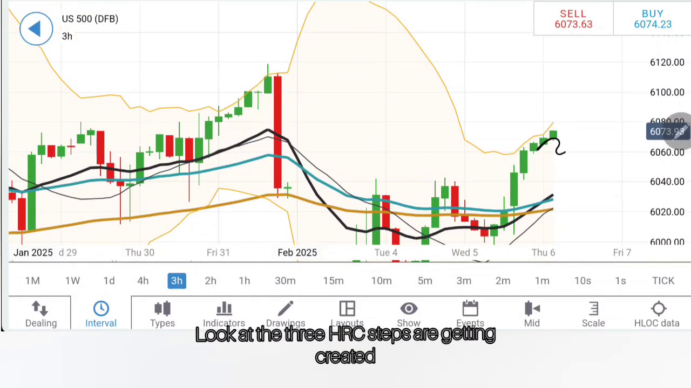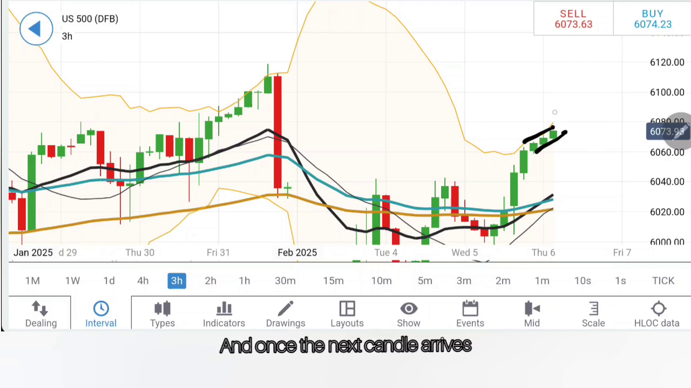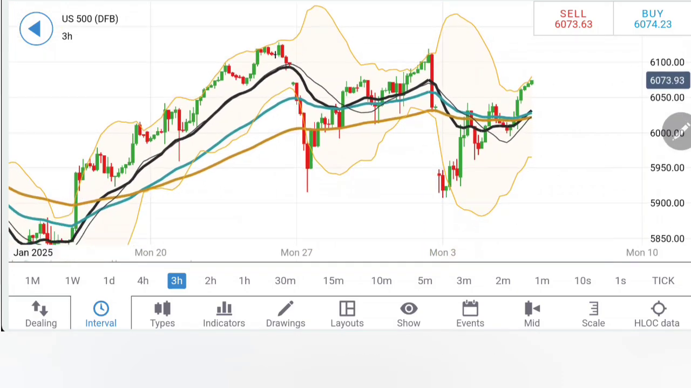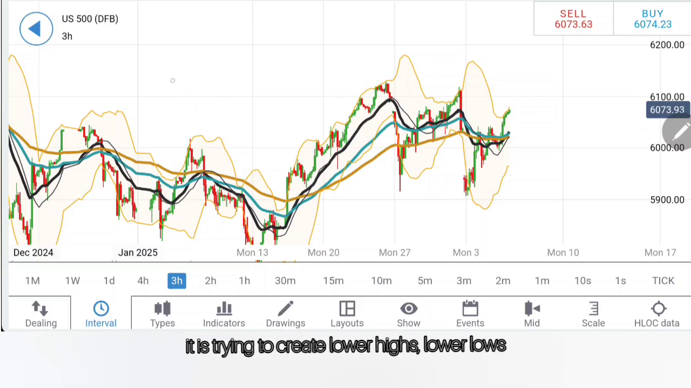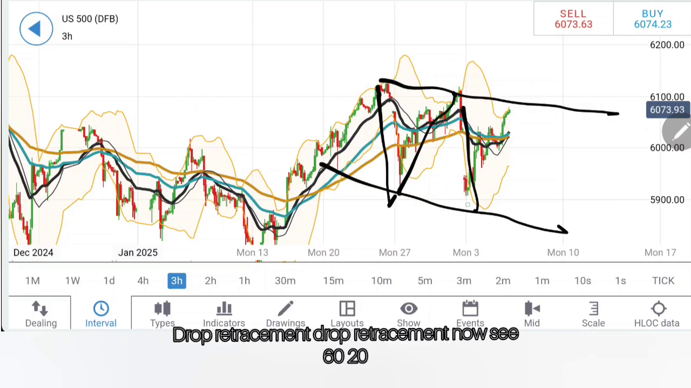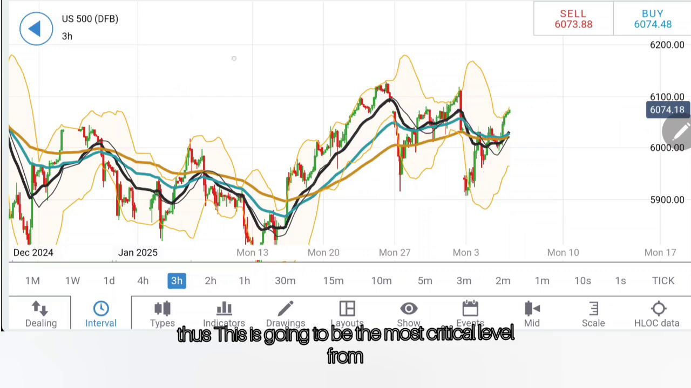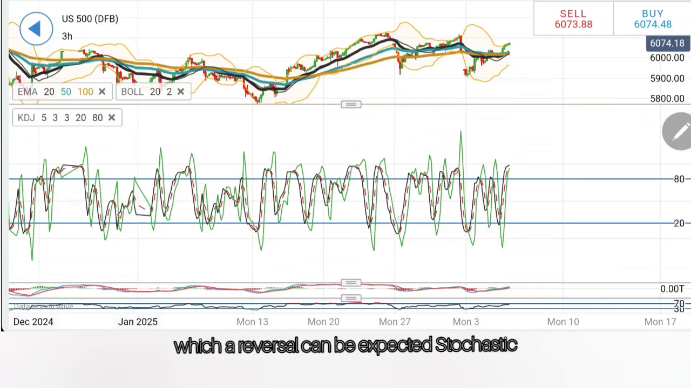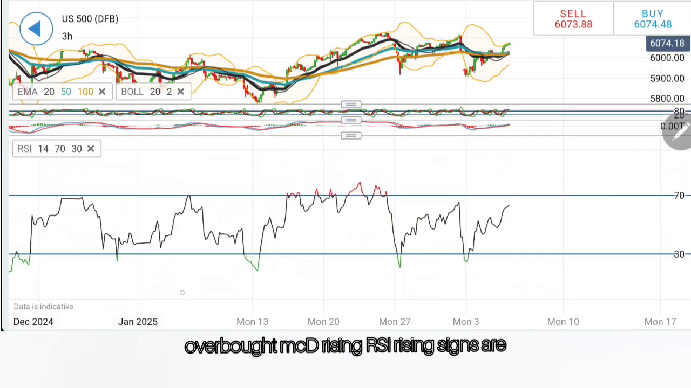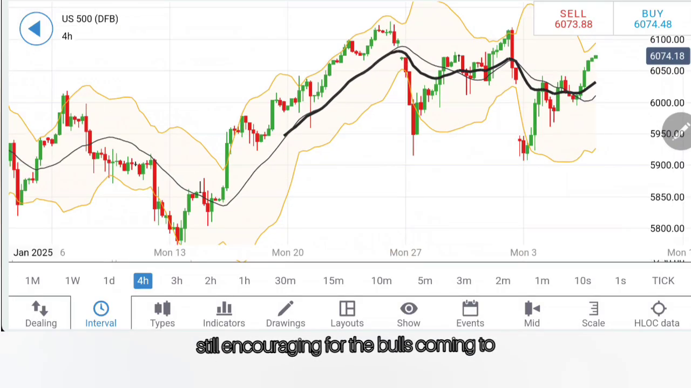Look at the 3-hour chart, see steps are getting created, and once the next candle arrives, if you see it staying beyond 6080-6085, you can expect a round of rise which is going to take it towards 6100 levels. Notice also what it is trying to do. It is trying to create lower highs, lower lows, drop, retracement, drop, retracement. Now see 6020 to 6000 to 5980-5985. Thus this is going to be the most critical level from which a reversal can be expected. Stochastic overbought, MACD rising, RSI rising, signs are still encouraging for the bulls.